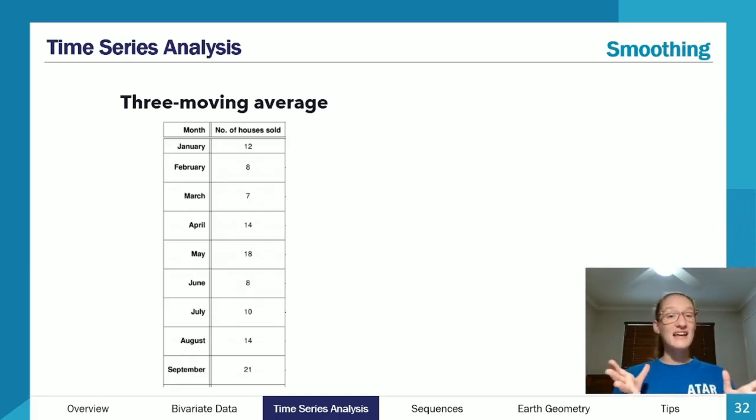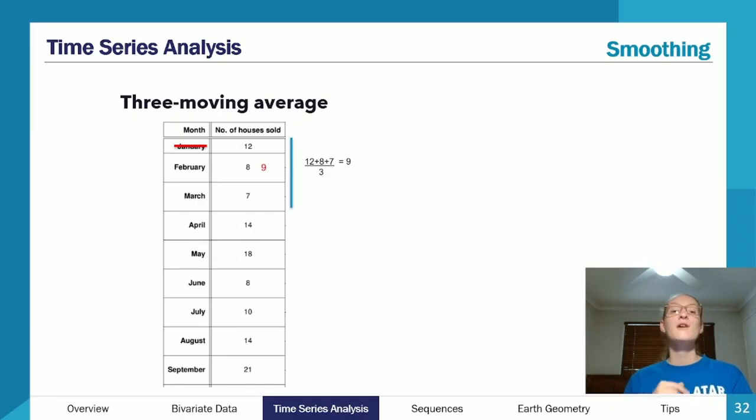We actually can't take the 3 mean smoothed value for January, because we'd need the point for January, the point before, and the point after. But we don't have a point before January, so January is off the table. But we can do February by taking the value for February, the value for January, and the value for March, adding them together, 12, 8, 7, which gives us 27, which we divide by 3, because that's the number of values we've taken, and that gives us 9. So our 3 mean smoothed value for February is 9.